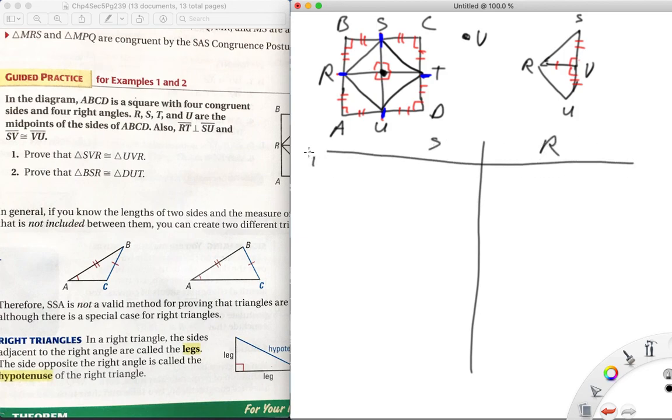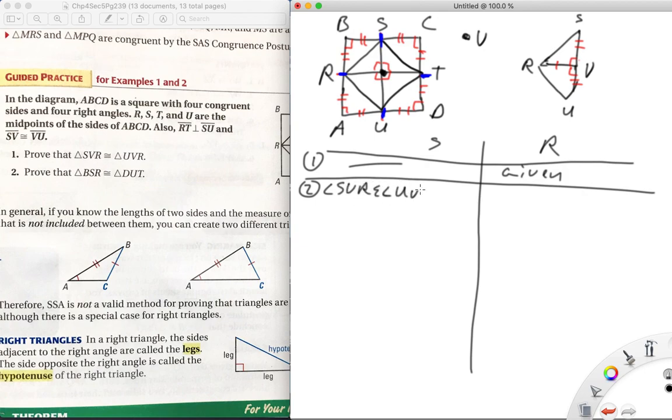So we have our given. Next thing I can say is that I'll say that these guys are perpendicular. I can say that angle SVR and angle UVR are right angles.